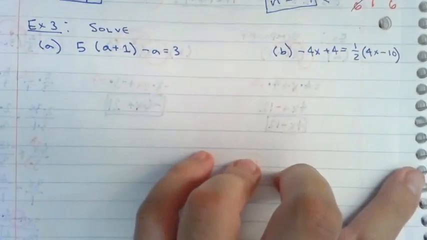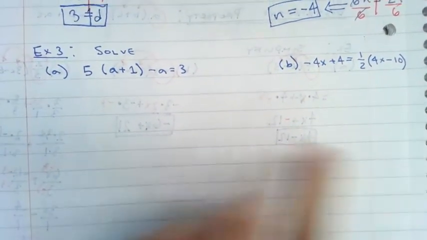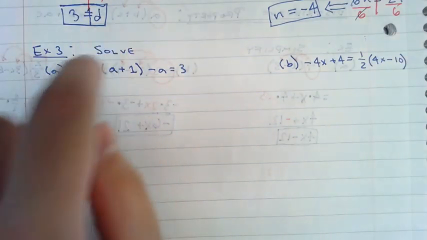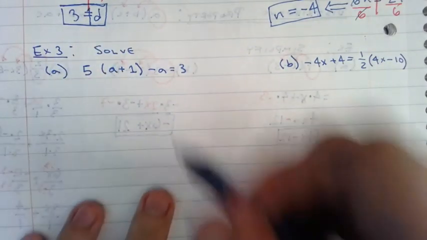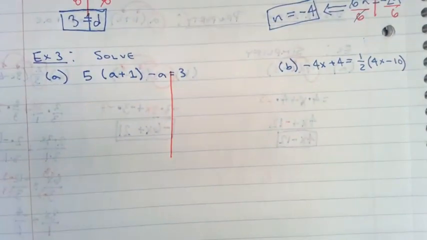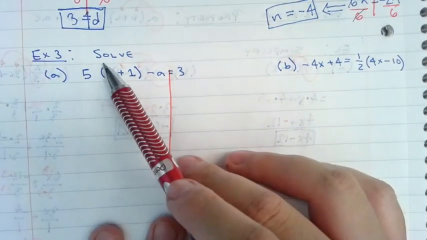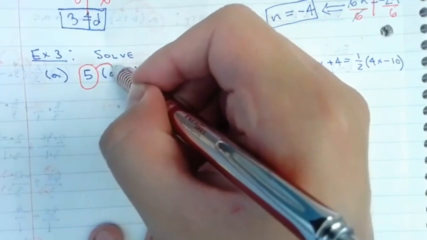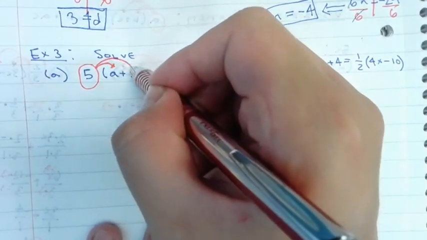Alright, let's go to example number 3. So right here we're going to solve a and b. So the last two examples that we're doing, let's go ahead and do these. So they want us to solve 5 times a plus 1 minus a equals 3. So first, I'm going to go ahead and draw my line. The very first thing you want to do, you see this parenthesis, so 5 times a plus 1, we're going to go ahead and do distributive property. So that's the first thing you want to do. Do distributive property.